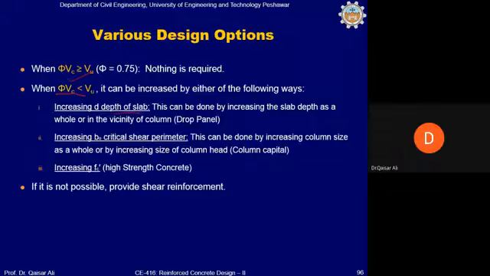The other option is that we increase the size of the column. If we increase the size of the column all along its length, then again it will create problems instead of reducing them. So what we do is increase the area of the column at the head of the column, where the slab is supported on the column, and that is called a column capital. Or we do both of them. We can also increase the concrete strength, but this is also not a good option. Maybe a good option in some cases, but in most cases it's not, because it will unnecessarily increase the price of our project.